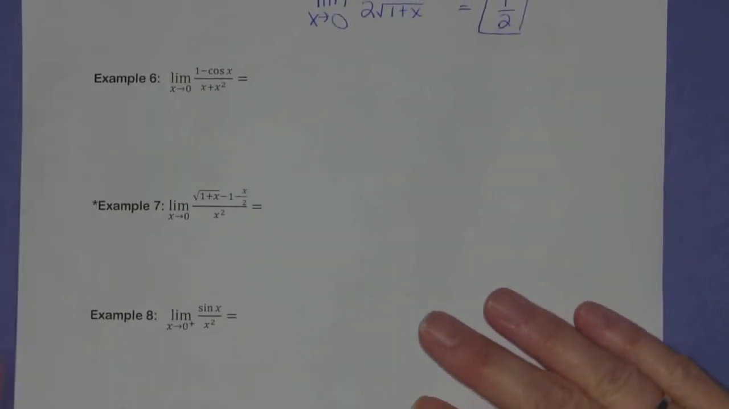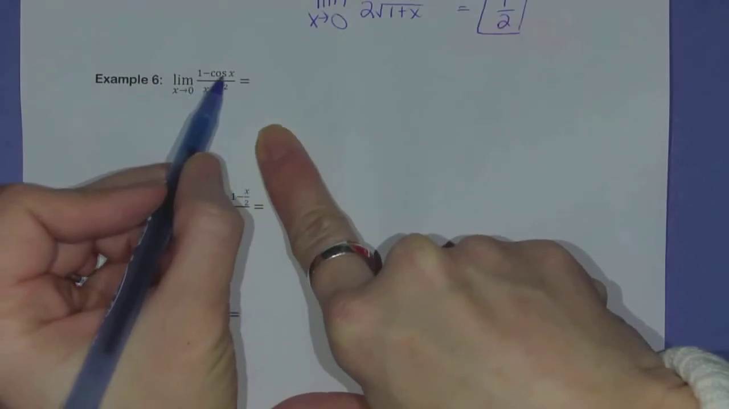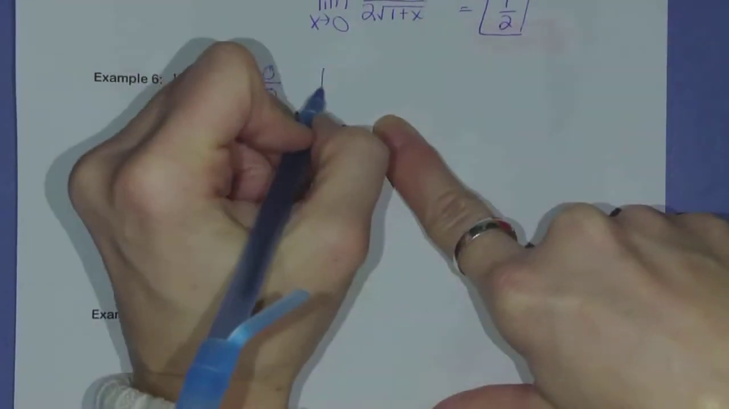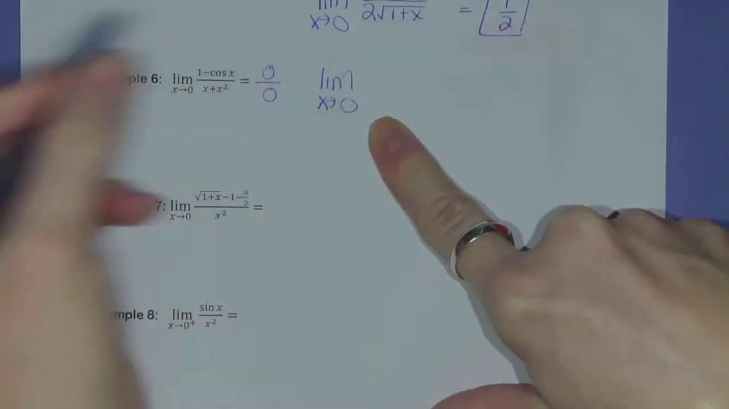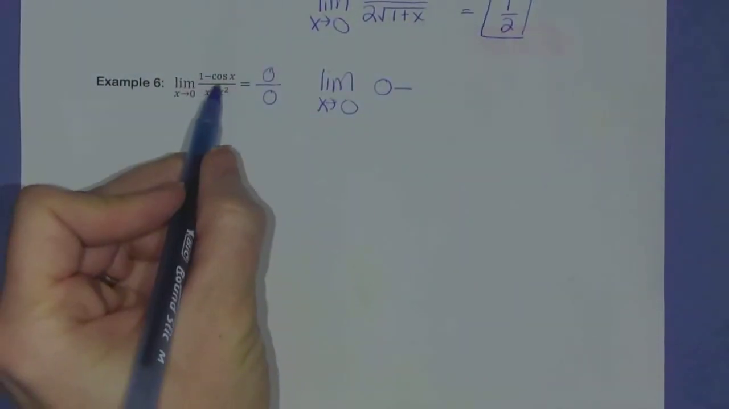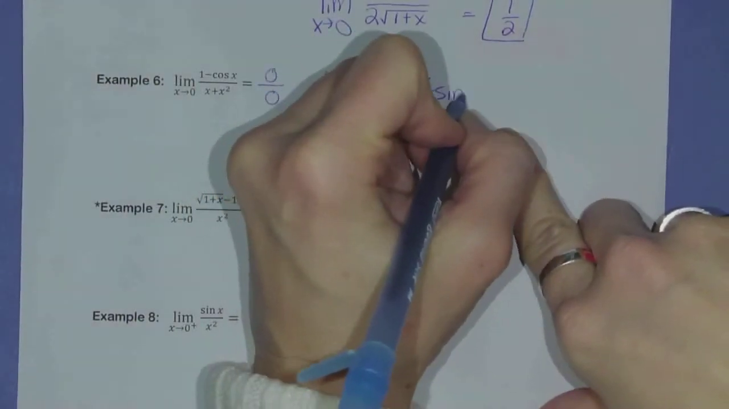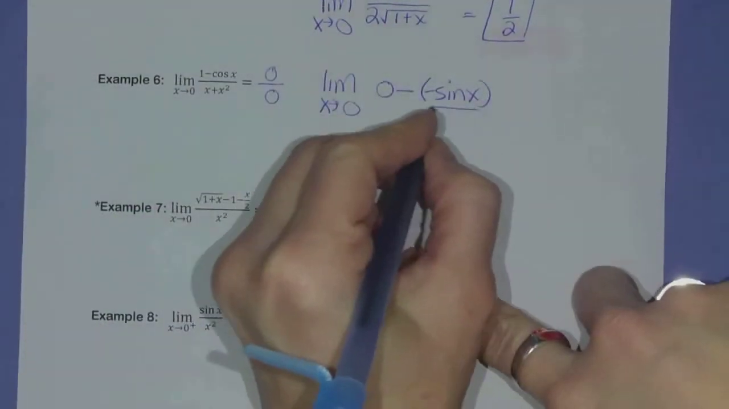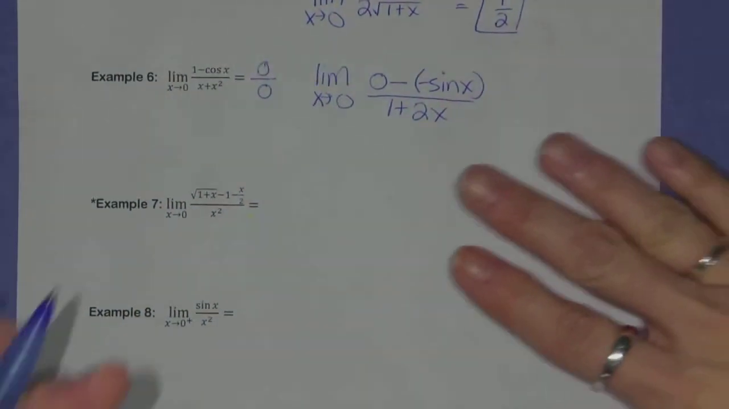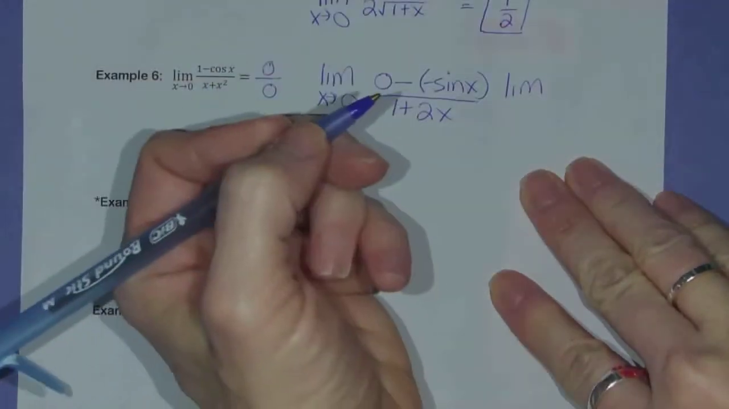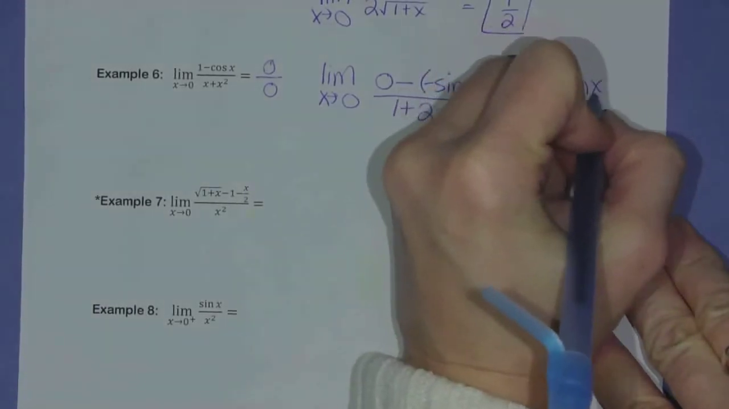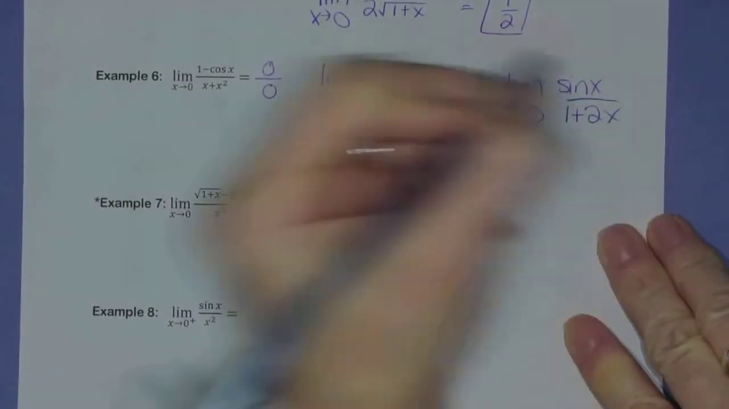Let's look at example 6. Put your 0 in. 1 minus the cosine of 0 is 0 over 0, indeterminate. Let's run L'Hopital. Derivative of the top. Well, the derivative of 1 is 0, minus the derivative of cosine x is negative sine x. And on the bottom, I have a derivative of 1 plus 2x. So to clean this up, I might write it as the limit as x approaches 0 of a positive sine x divided by 1 plus 2x.